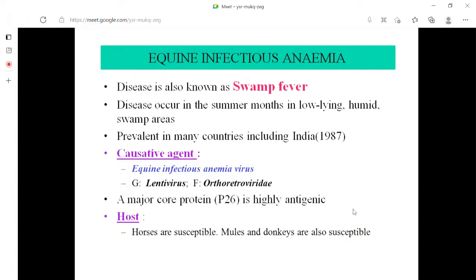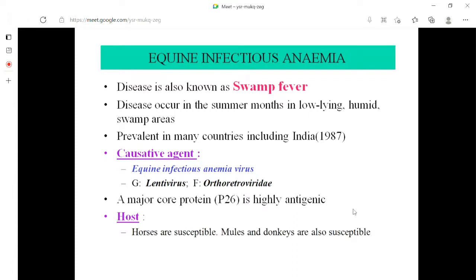So equine infectious anemia is a progressive disease, and in acute form it may lead to very high mortality, up to 85% mortality may occur. Such a high mortality in large animals is really a serious matter. However, in the chronic form of the disease, the mortality is not so high.